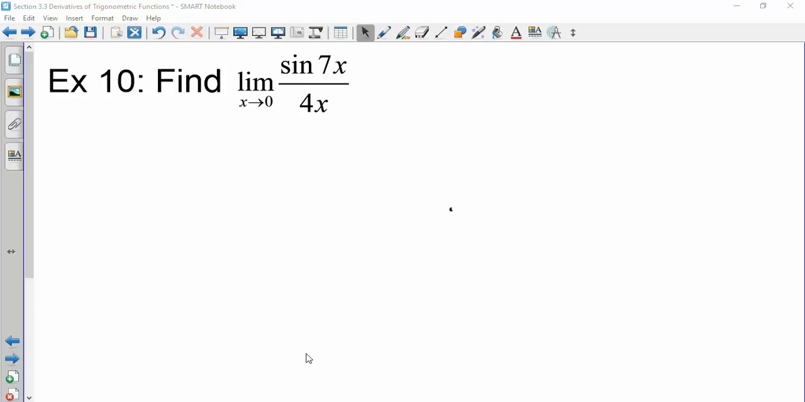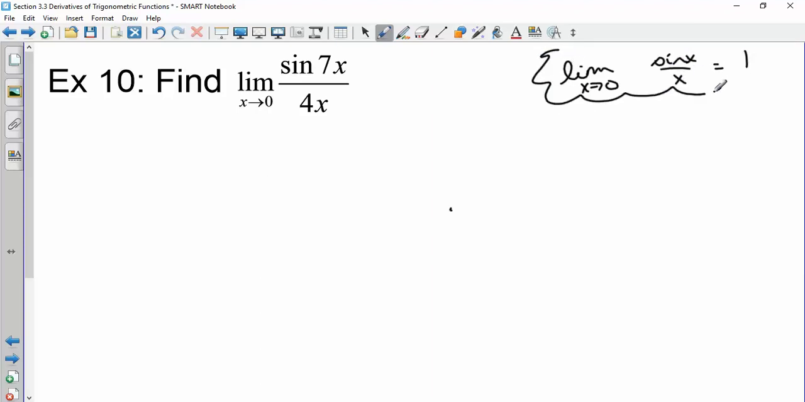So what we know, we're approaching 0. Can I just plug in 0 right now? No, because it would give me sine of 0 over 0. But remember, the limit as x approaches 0 of sine x over x equals what? 1. So this is what we've used in the past.